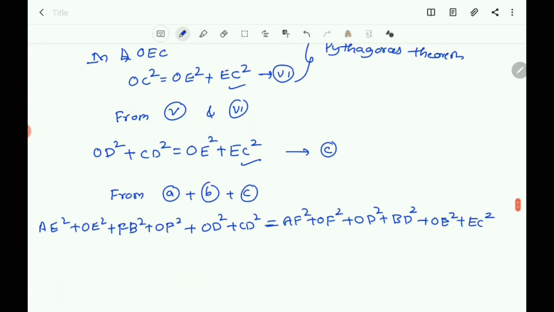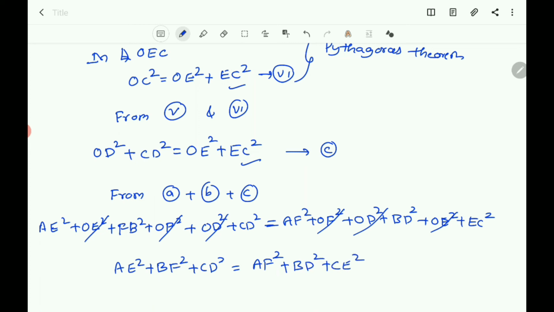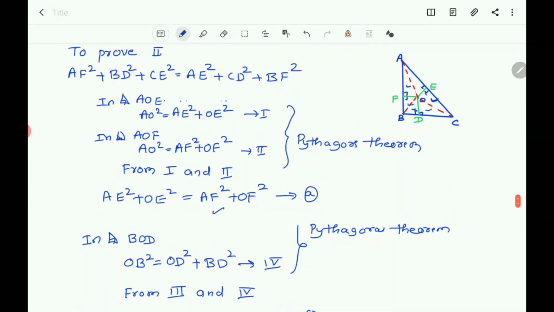Now here you know that OE square and OE square cancel, and also OF square cancels, OD square cancels. So what you will get here: AE square plus BF square plus CD square is equal to AF square plus BD square plus CE square. Here you got the result.